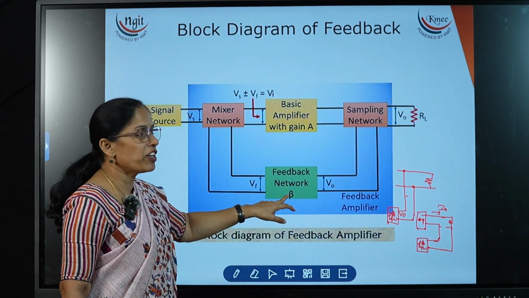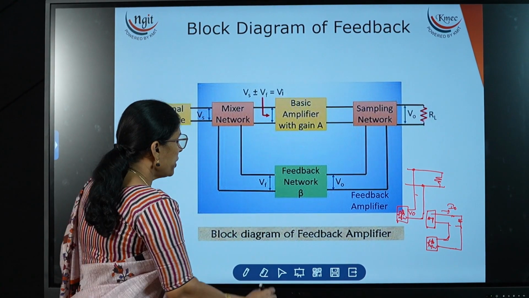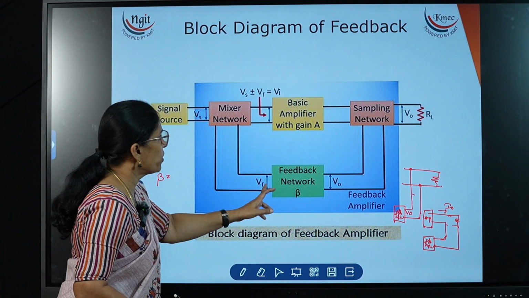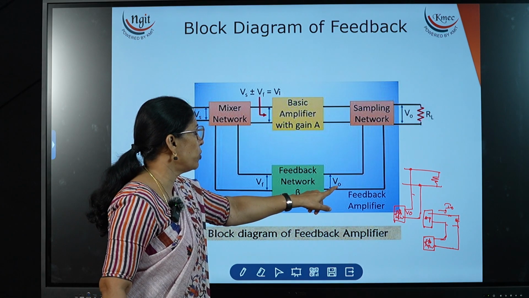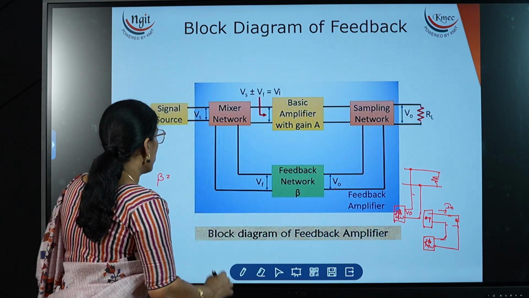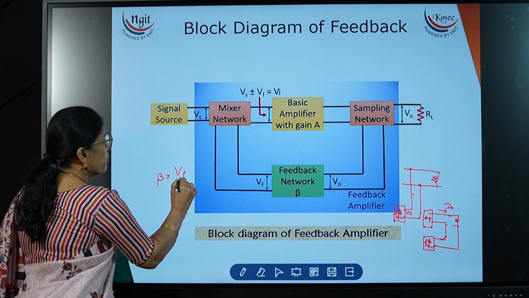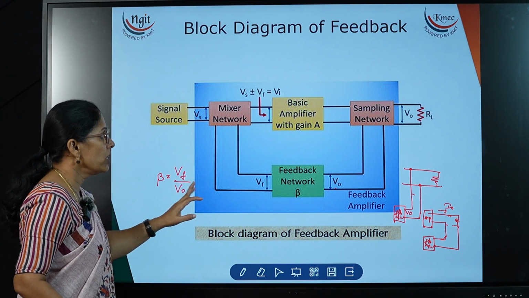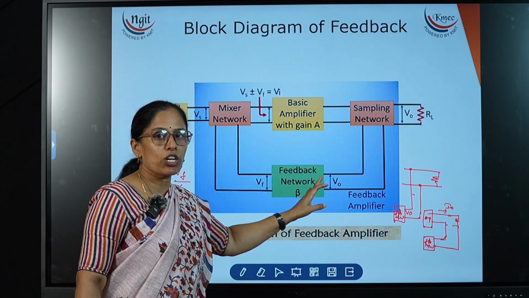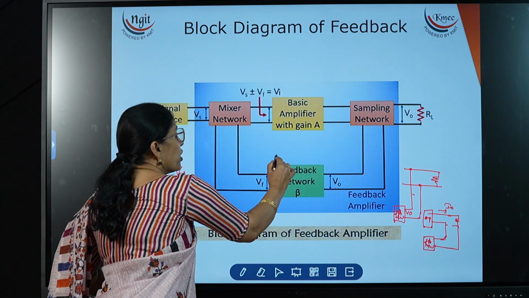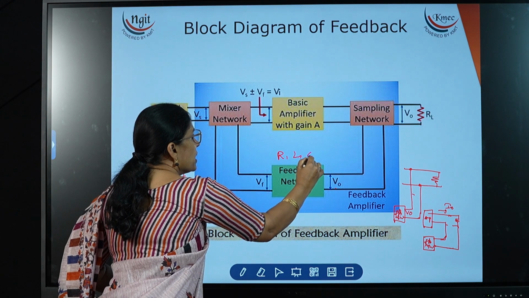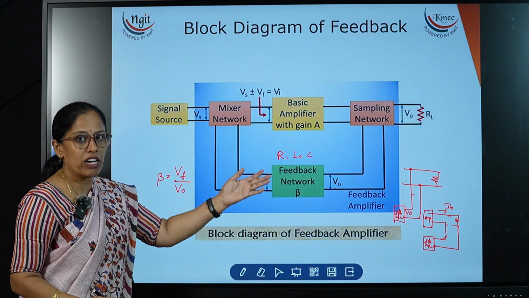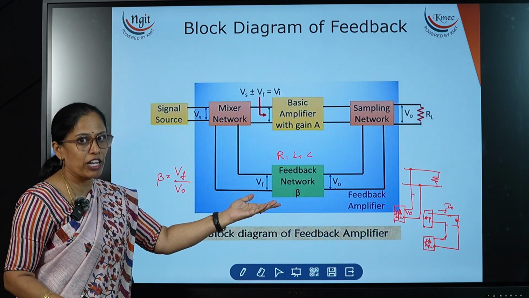Here beta is the feedback factor, and beta is equal to output divided by input. For this feedback network, the input is V0 and the output is Vf. So the feedback factor beta is equal to output divided by input, that is Vf by V0. Now this feedback network is nothing but a combination of R, L, C values. For example, a combination of these three, or any one of the values, we can use.